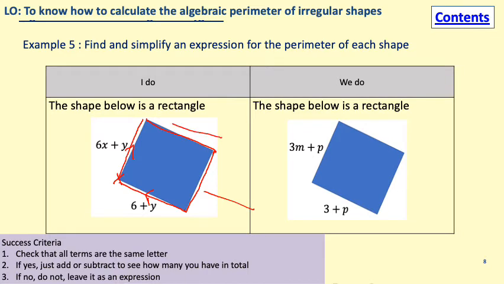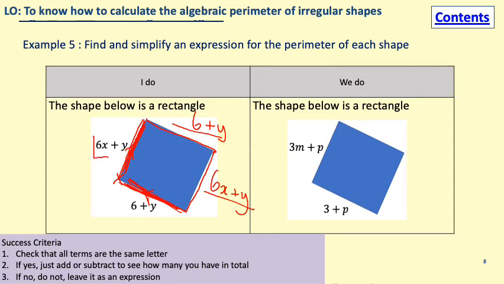Well, we know from our properties of a rectangle that if this side here is 6x plus y, then this one must also be 6x plus y. So I would start by labeling them. And by the same logic, if this side here is 6 plus y, this top one is also going to be 6 plus y.